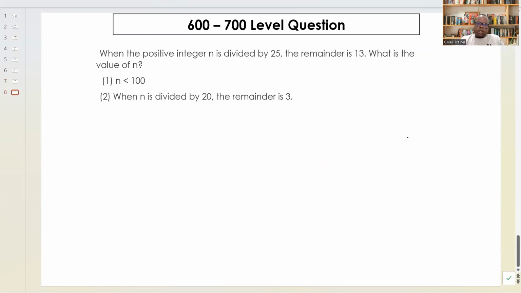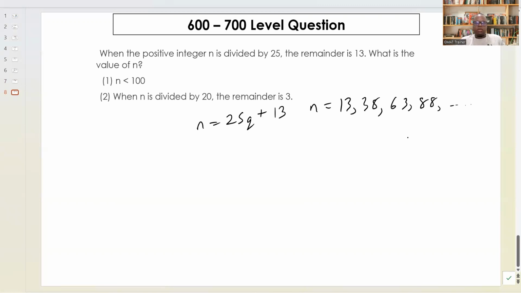Let's do this on a clean slate. So we have n being equal to 25q plus 13. Depending on what the value of q is, you can have multiple values of n. So n can be equal to 13, then 25 plus 13, that is 38, then 50 plus 13, 63, 75 plus 13 is 88, and so on and so forth. Let's just stop there. So n can take any of these values.